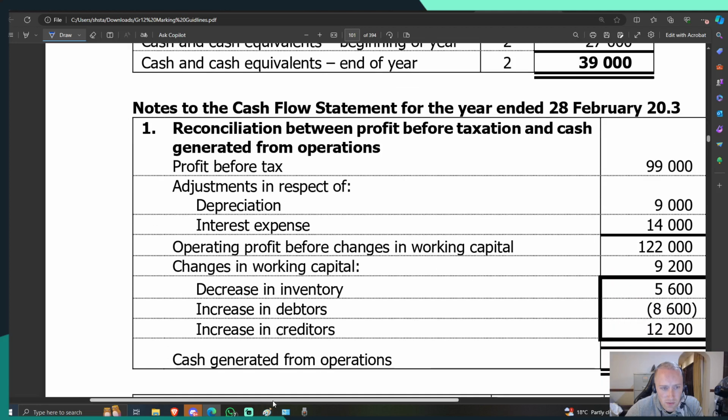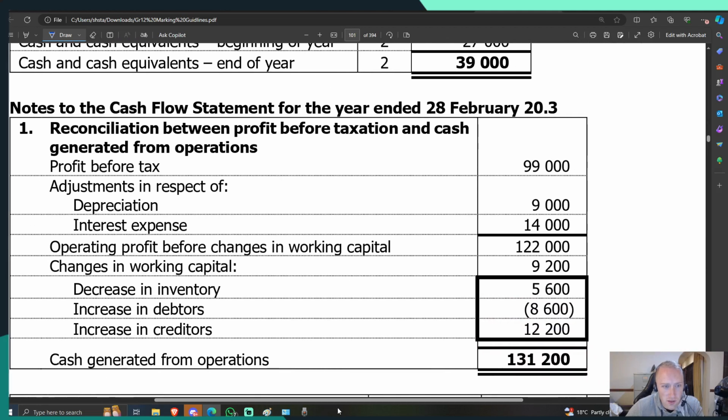Right, so here's our reconciliation note. Profit before interest and before tax is 99,000. We add back our depreciation and our interest expense, and that gives us our operating profit before changes in working capital. Now we have to add or subtract our change in working capital.